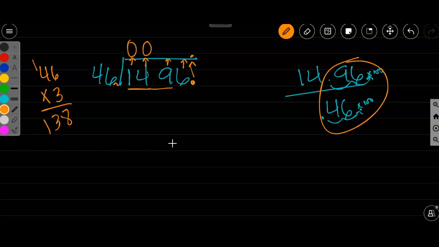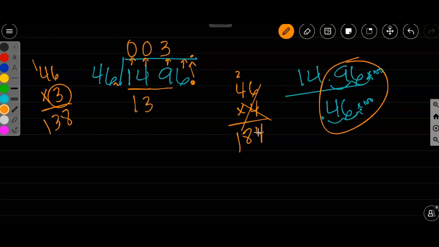If we're not sure, could we do 46 times 4? Absolutely. 6 times 4 is 24. That's 16, 17, 18. Whoa, that's way past. So that's not going to work. Let's use 3 right here. 46 times 3 is 138.